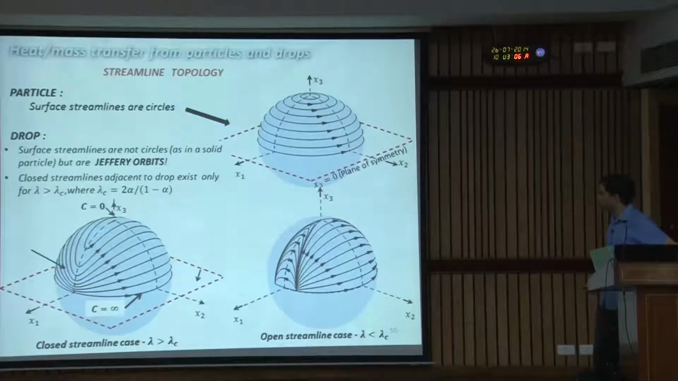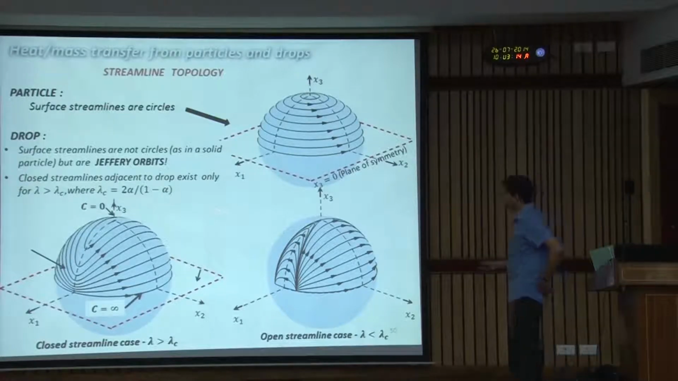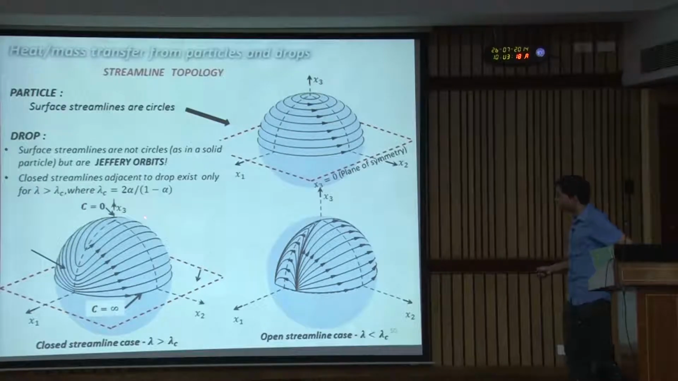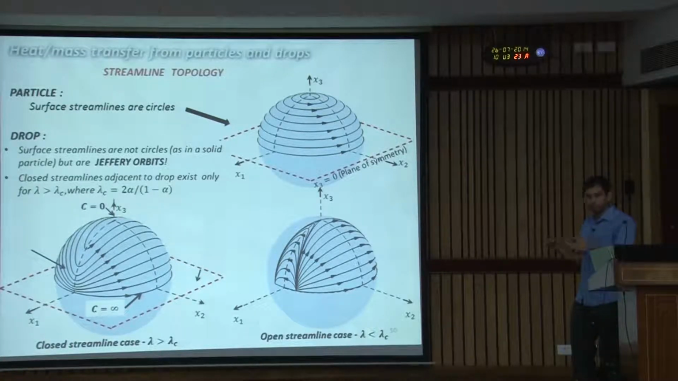Now, it turns out for a drop, the surface streamlines are not circles, but they have to be Jeffrey orbits. And this is very interesting. You can just use symmetry arguments to show that they must be Jeffrey orbits, and these are the Jeffrey orbits. You can see that they are elliptical in shape, but remember they are surface streamlines, so they must remain on the sphere. If an ellipse has to remain on the sphere, it has to bend back. So, they are non-planar spherical ellipses. And they form a 1 parameter family.